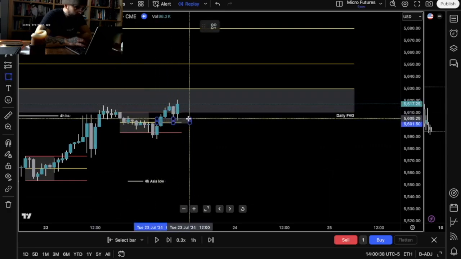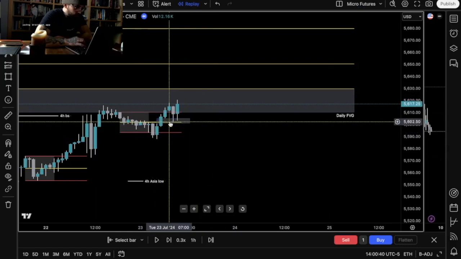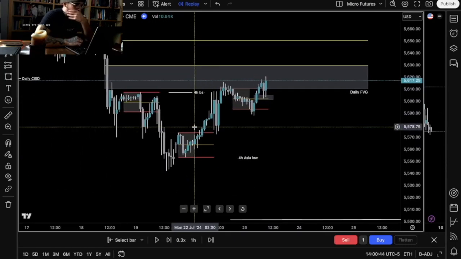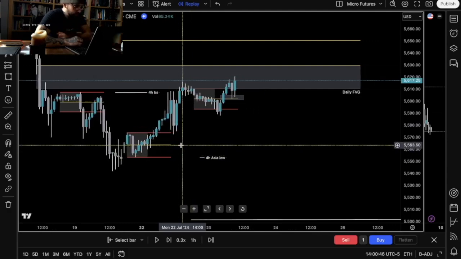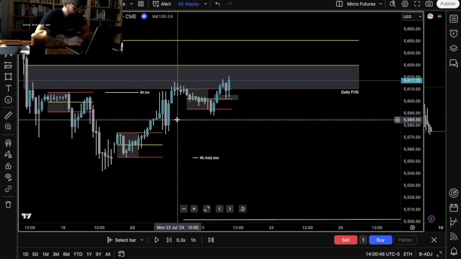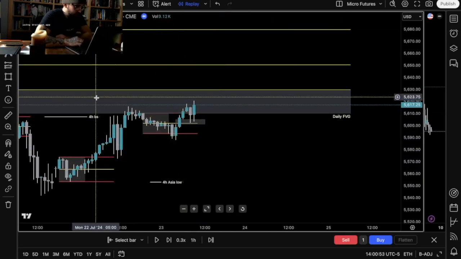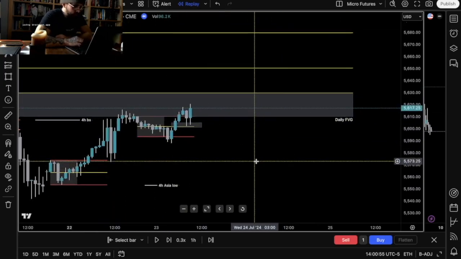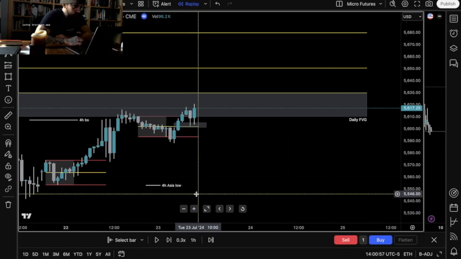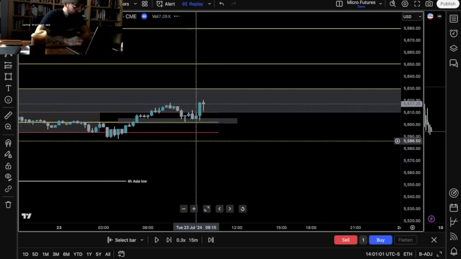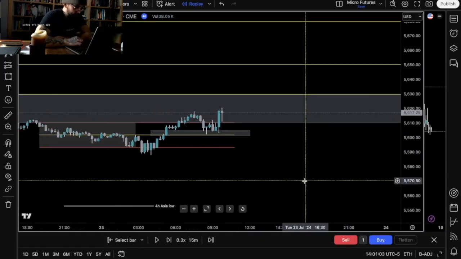Keep in mind too, these are all great intraday trades. Right, if you were to trade something through this 4-hour model, and then also through this manipulation leg that's about to happen in New York, these would be great trades, right? Because if we go on a 15-minute, what we have here is, look at this.